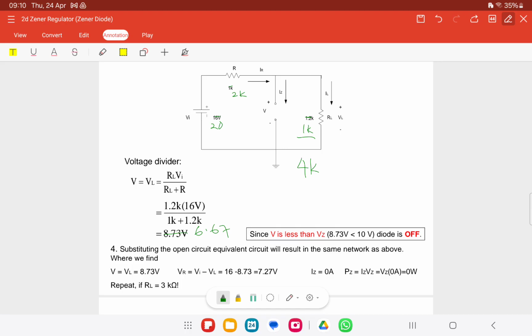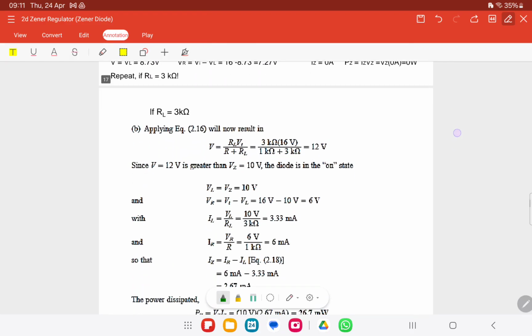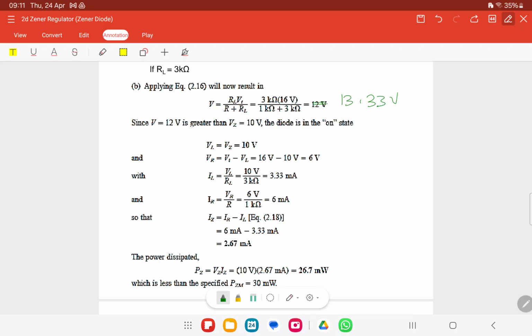What did you get, Hani? 14 point? 13.33. Okay, you will get V equals 13.33. So it is on. If it is on, here it will be 13.33 volts. So the diode is on.